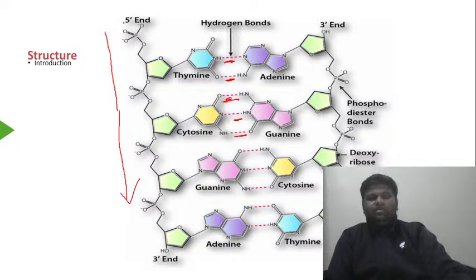So one strand is arranged in the 5 prime to 3 prime direction, and the other strand is arranged from 3 prime to 5 prime direction. So it is anti-parallel. And then there are phosphodiester bonds between the two. These are the phosphodiester bonds which are present between the sugar molecules which are attached to the nitrogenous bases. So this is an ideal structure of the DNA molecule.